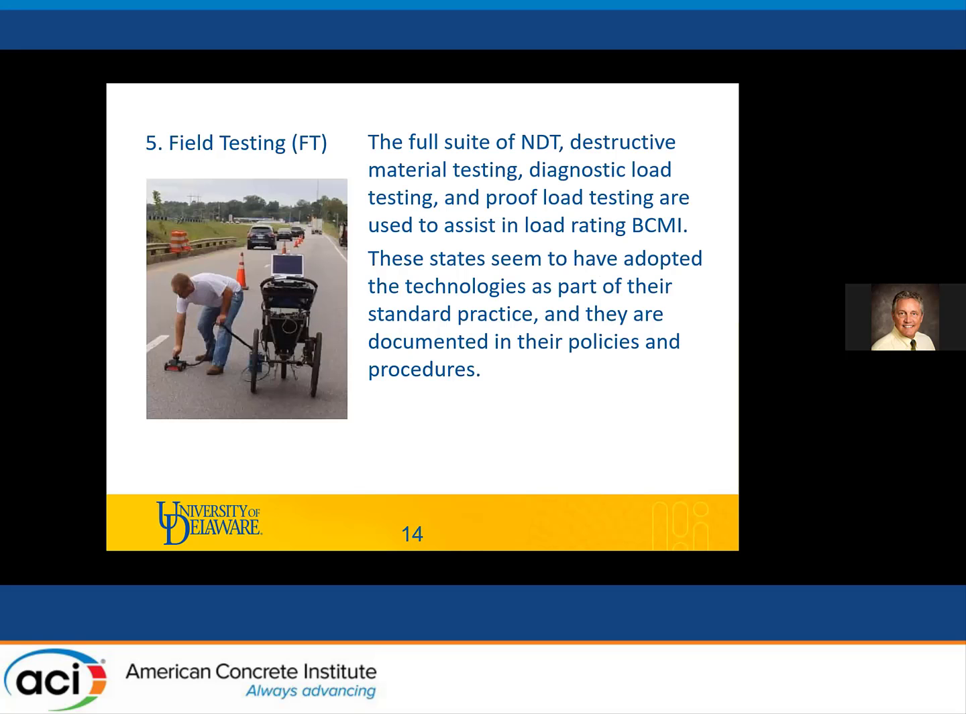And then the final area is field testing. This is where states are using a full suite of NDT, diagnostic and proof load testing to assist with their load ratings. So these are the 5 different categories. It's not that states are exclusively using one method and not others. Many of them use all of them, or a handful of these different ones to handle their bridges.